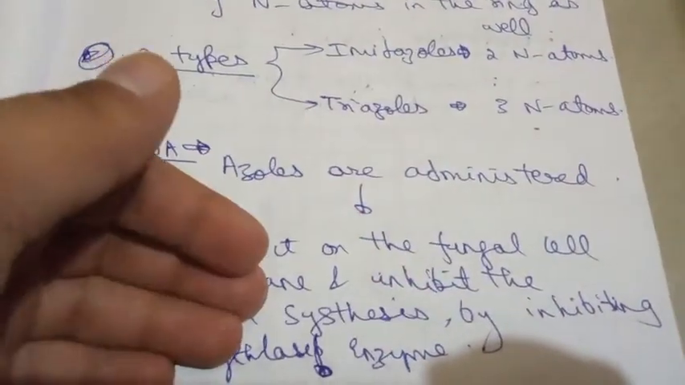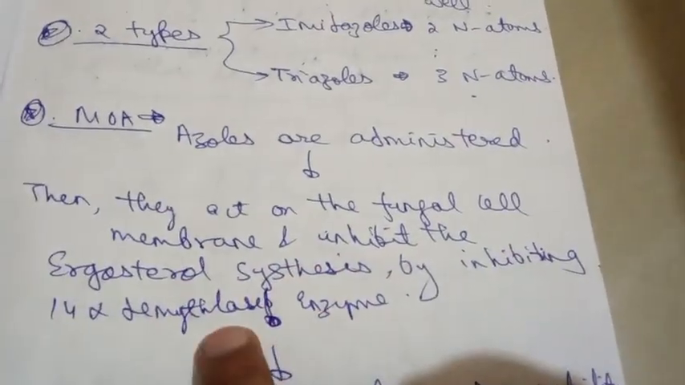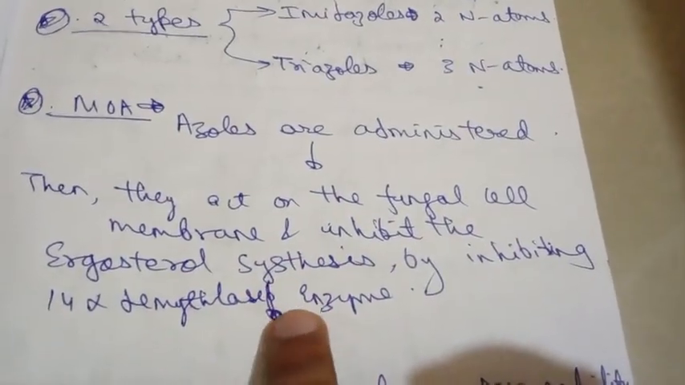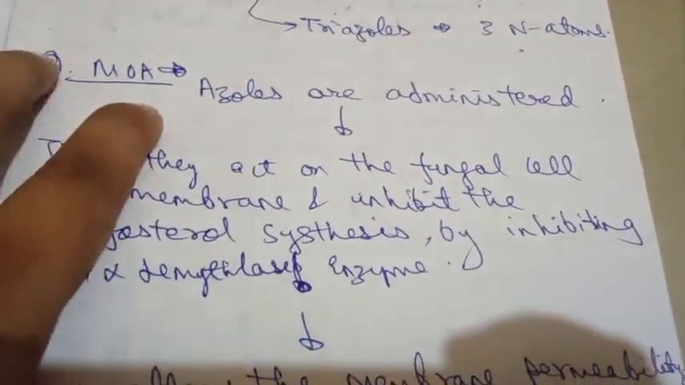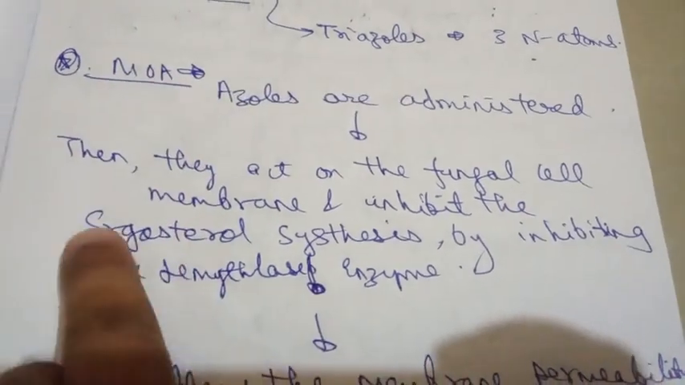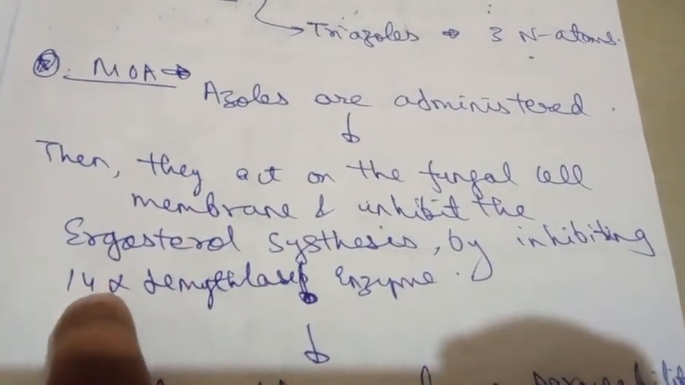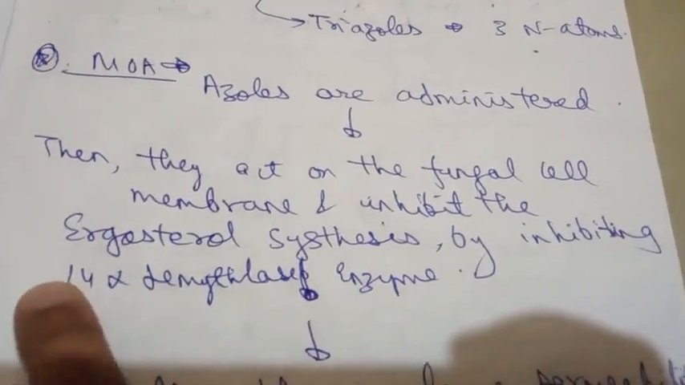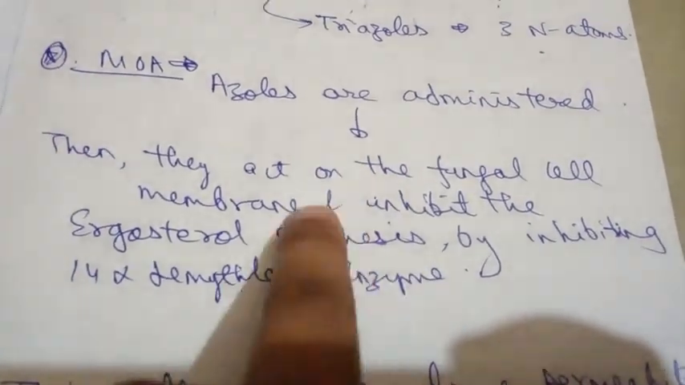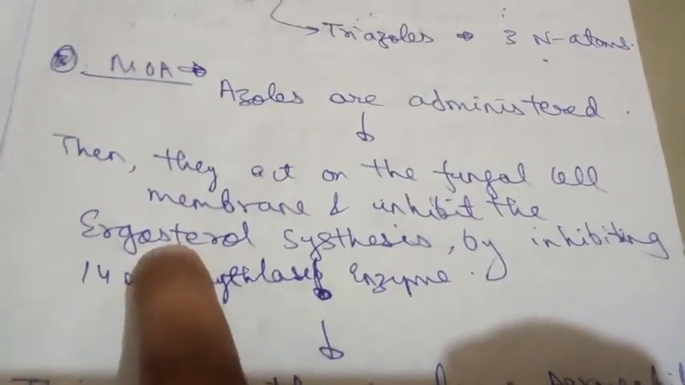Azoles are administered and they act on the fungal cell membrane, inhibiting the synthesis of ergosterol. The pathway these azole drugs use to inhibit ergosterol synthesis is by inhibiting the enzyme 14-alpha demethylase. There is an enzyme in the fungal cell membrane called 14-alpha demethylase, and azoles inhibit this enzyme. So the enzyme is inhibited, and ergosterol synthesis is inhibited.